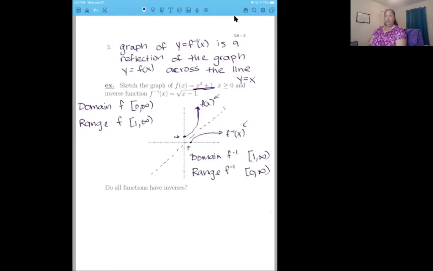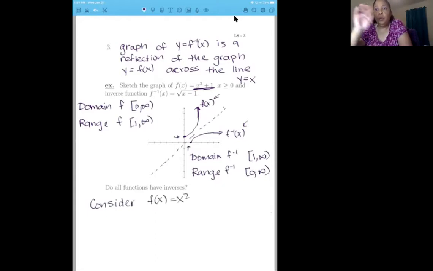Now, do all functions have inverses? That is not true. All right, so let's look at an example. Consider f of x equals x squared. Different from the one that we did because we're not restricting the domain. In this case, I'm not saying x is greater than or equal to 0. I'm saying x squared, so the entire function. If I have f of 2, that equals 4, and f of negative 2 equals 4. That's a function, that's fine, right? My x values didn't repeat.